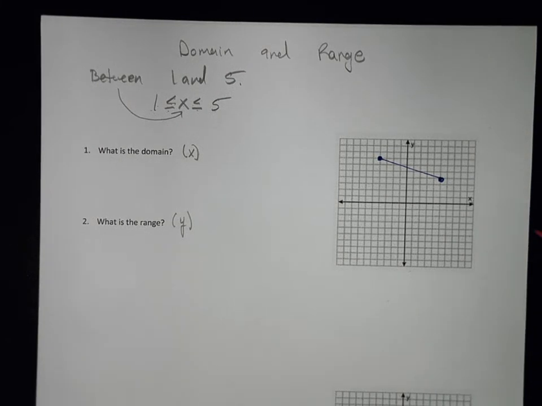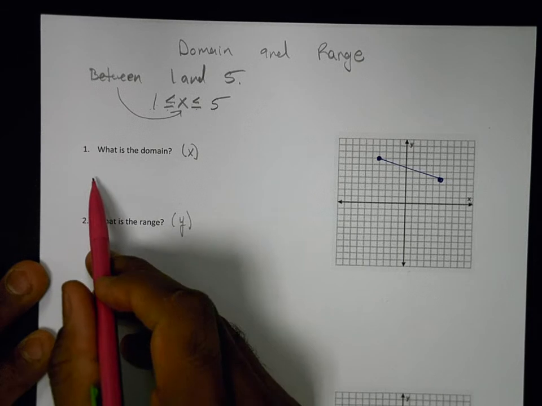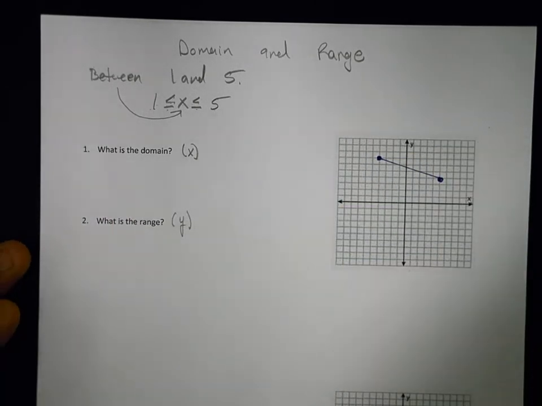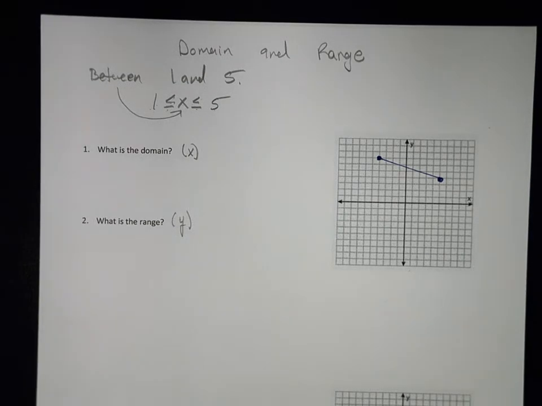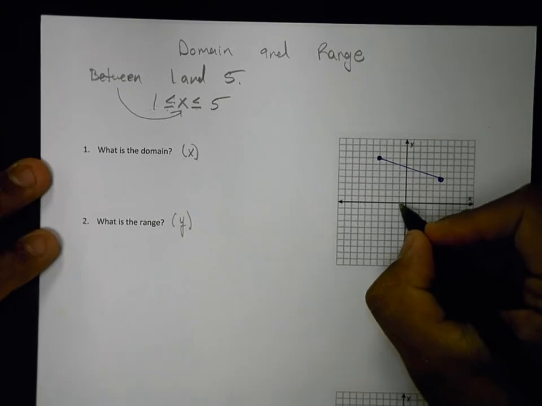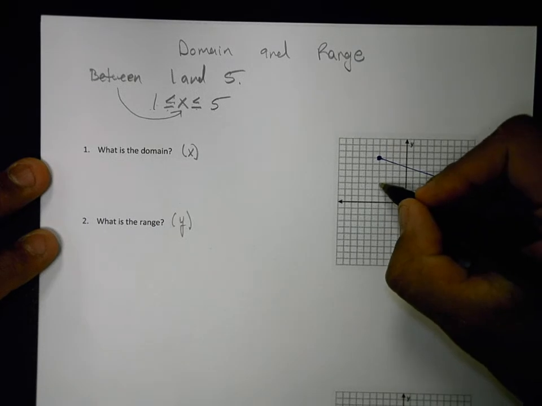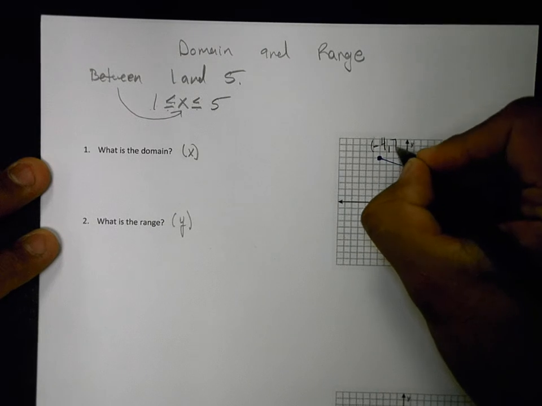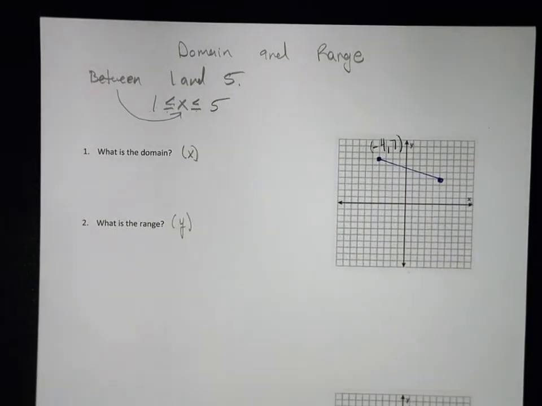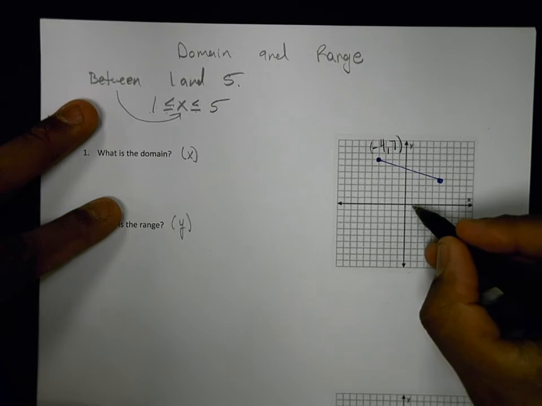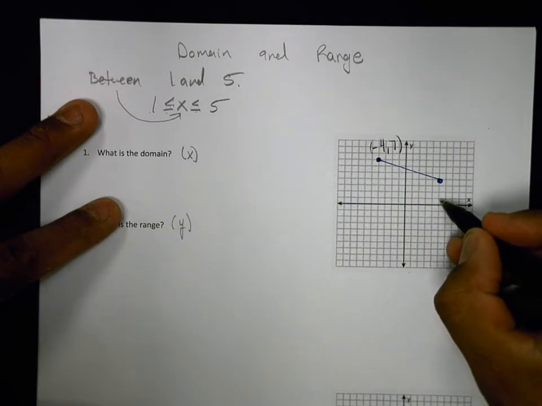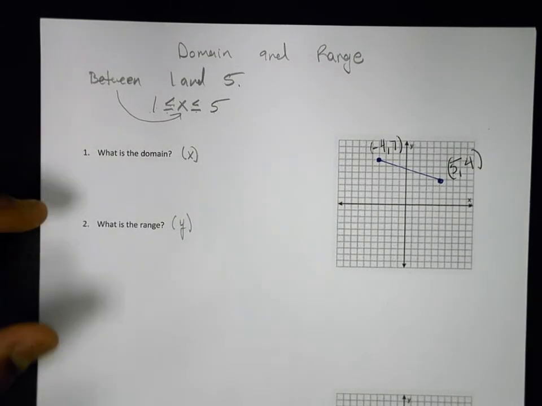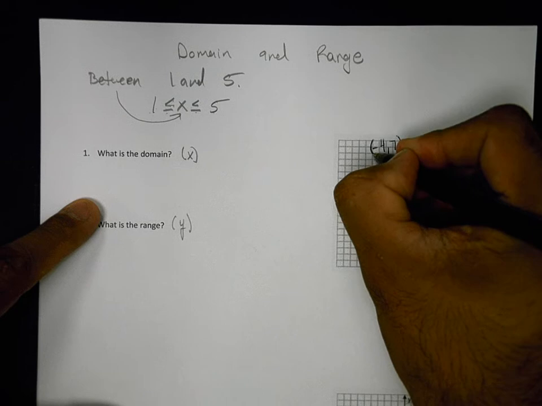All right, so let's go over to the function here. I've got to find the domain. What I like to do is list the points. This looks like the coordinate point 1, 2, 3, 4, 1, 2, 3, 4, 5, 6, 7. So this is negative 4, positive 7. And this point over here is 1, 2, 3, 4, 5, 1, 2, 3, 4, and then 5, 4. So there's my two points.